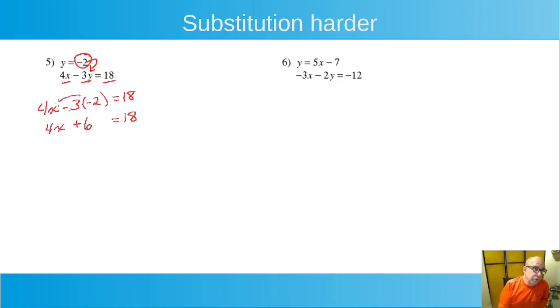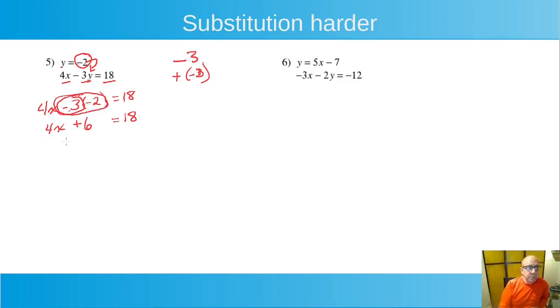You may ask yourself, you may say, Mr. Murphy, that's not a negative 3, that's a minus 3. Well, minus 3 and negative 3 are the same thing. Minus 3 is the same as plus negative 3. So you can use them interchangeably. All right, with that going, negative 3 times negative 2 is positive 6.